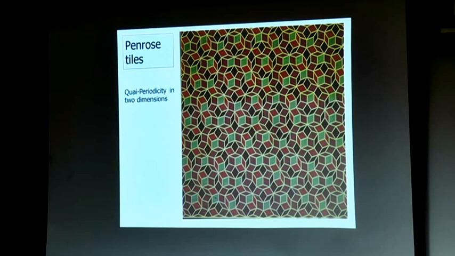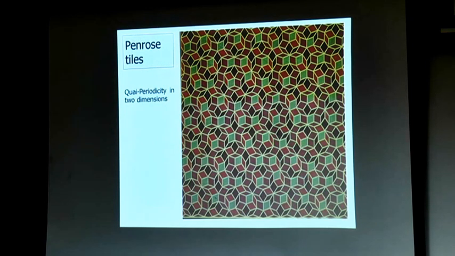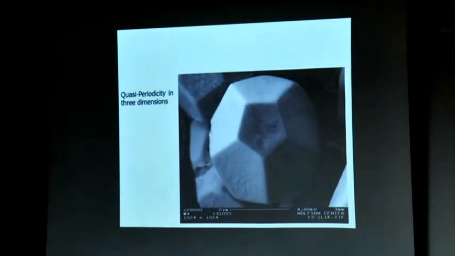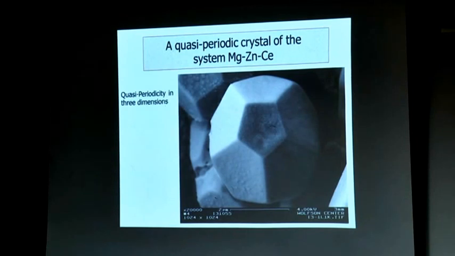That's it. But you have to know how to do it. There's a matching rule. It's not complicated. Once you do it, you have Penrose tiles, which are quasi-periodicity in two dimensions. Fibonacci, quasi-periodicity in one dimension. Penrose, two dimensions. And quasi-crystals, quasi-periodicity in three dimensions. Which, in this particular example taken by one of my students in the laboratory, is quasi-periodic material based on magnesium-zinc-cerium. There is magnesium, zinc, and cerium inside here. You can clearly see the five-fold facets. Beautiful.